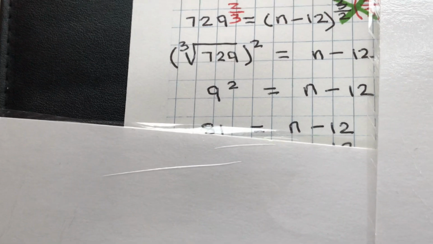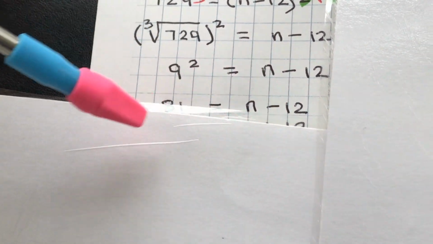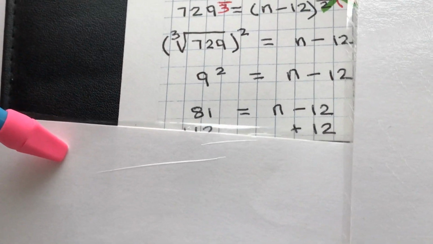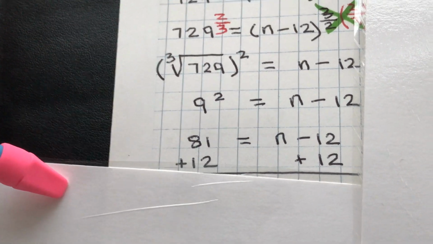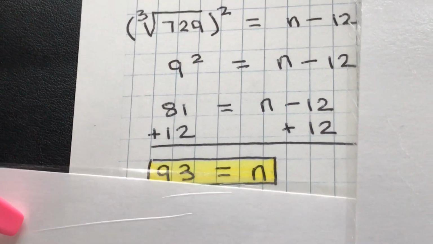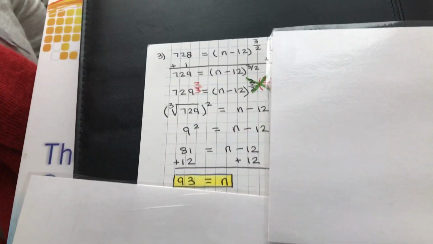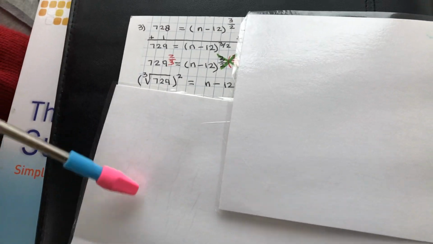And just like back in Algebra 1-2, we got to get rid of that 12. It's a -12. Opposite of -12, or inverse of -12, is +12. Add 12 to both sides. 81 plus 12 gives us 93. So our solution is 93 equals n. All right, let's go ahead and go to our second and final equation over here.